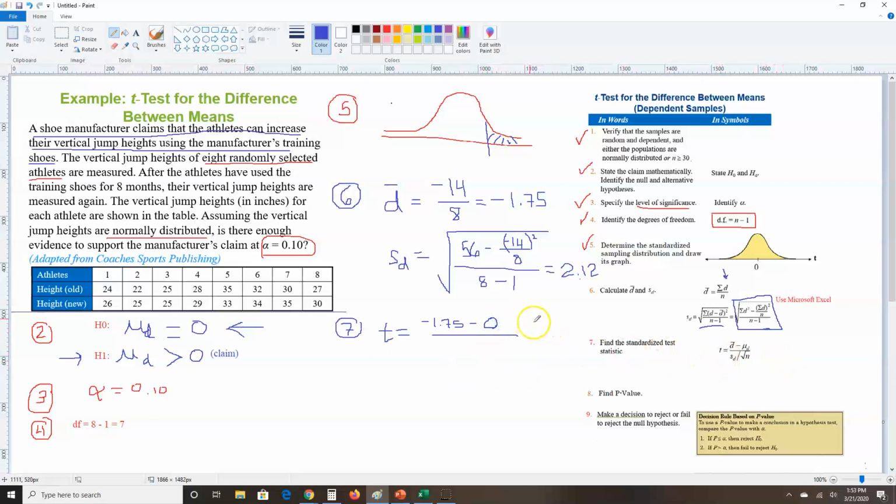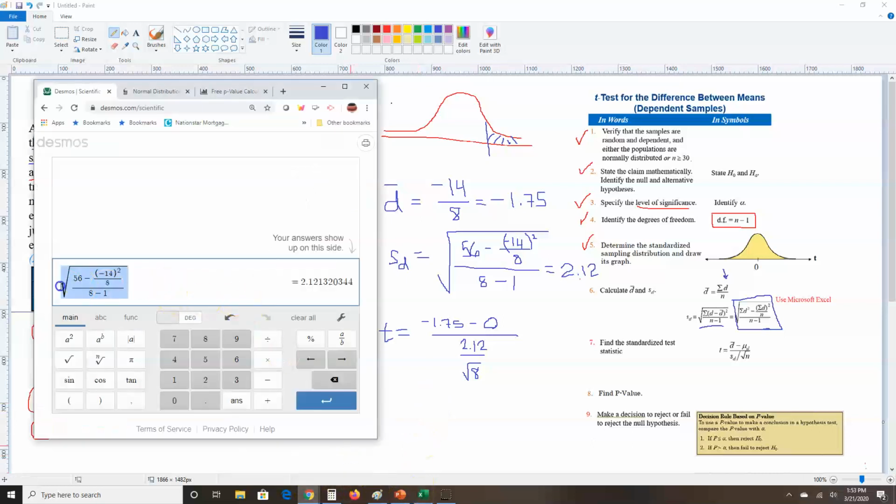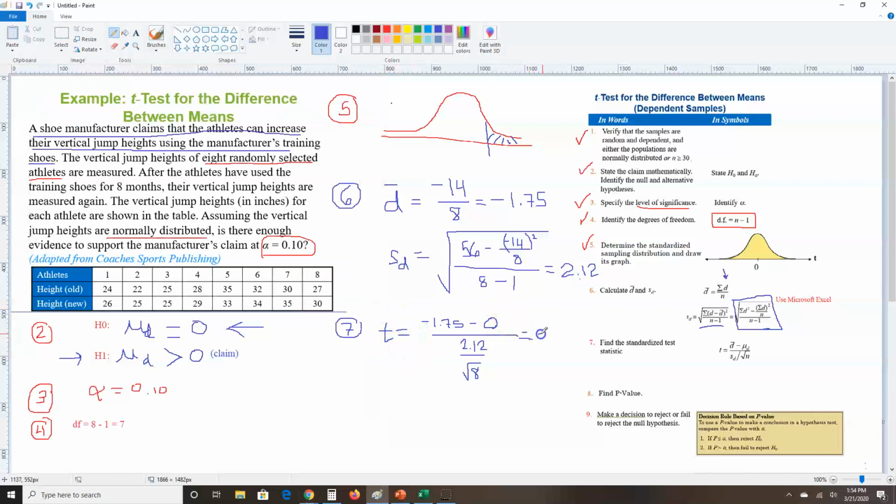Then over SD. SD we got in step 6, so 2.12. Now SD has to be divided by, you can see it there, the square root of n. Who's my n? 8. And again, I'm going to do this in decimals. Okay, so let me clean this up and put it there. So I have a fraction, negative 1.75, take away 0, over, I have another fraction, 2.12 over the square root of 8. You can see how much is going to be your T value. T and Z scores are always 2 decimal places, so this will be negative 2.33.